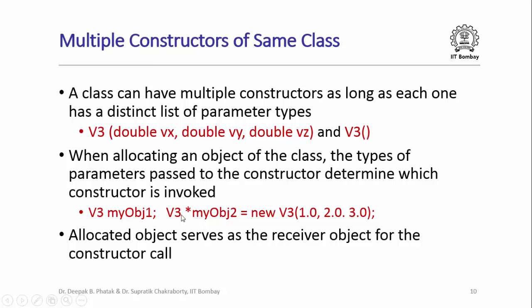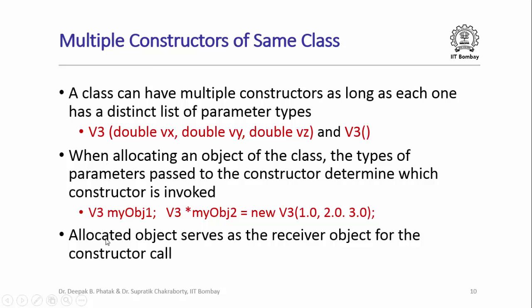On the other hand, if I was executing this statement where this variable my obj2, which is of type pointer to the class v3, is assigned the value returned by new v3 1.0, 2.0, 3.0, then this basically allocates an object of class v3 in the heap, and it passes these three parameters as the parameters to the constructor of that object. So since we now have three double valued parameters as parameters to the constructor, therefore this constructor function of the object of class v3 will be invoked.